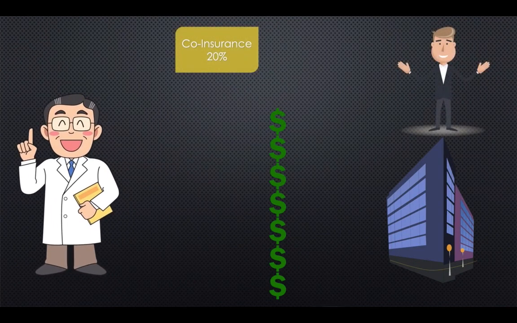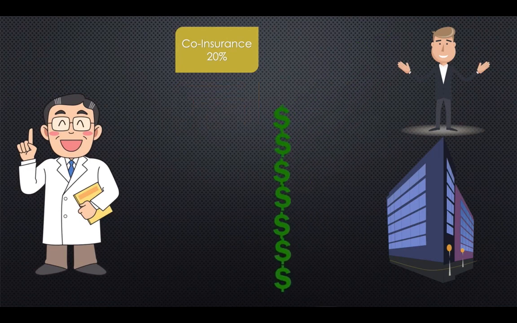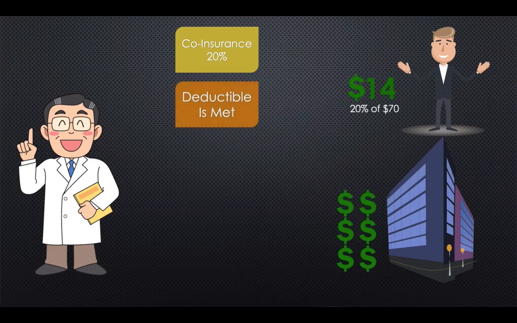If the deductible is not met, insurance will kick back that $70 allowable to the patient to pay towards the deductible. This will also count towards the patient's out-of-pocket. If the deductible is met, the insurance will kick back $14, which is 20% of that $70 allowable, to the patient to pay towards coinsurance. Like the deductible, this will also count towards the patient's out-of-pocket.